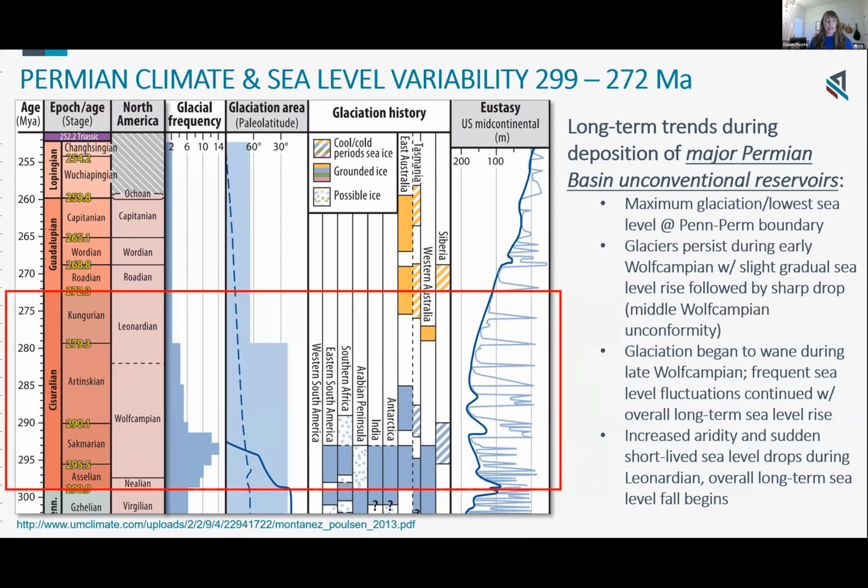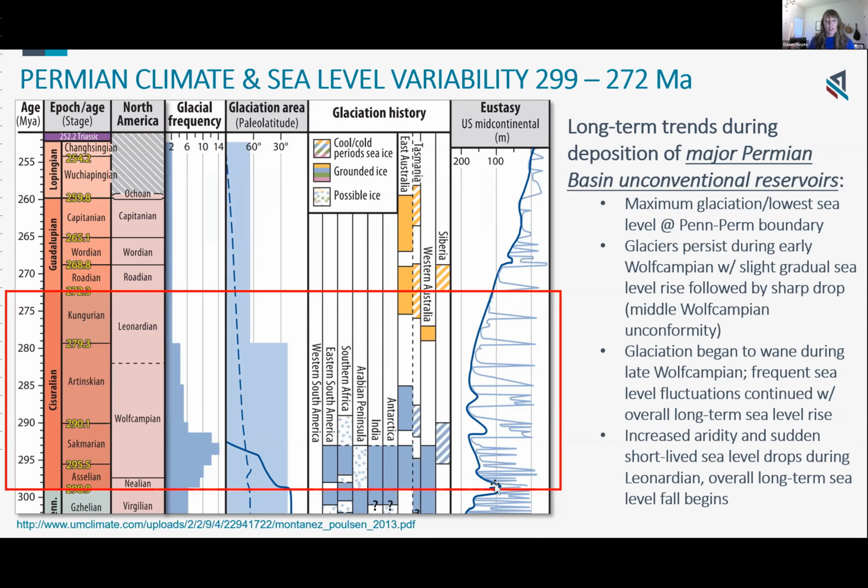And this is a nice little diagram of the strata deposited during this time. These again are those major unconventional plays, the Wolfcamp, the Bone Spring, the Dean, and the Sprayberry units, if you've heard of those ones. And on the far right here, you can see sea level changes at two frequencies. One is really, really long term, and the other one is the very high frequency one. So just a couple of things to mention.